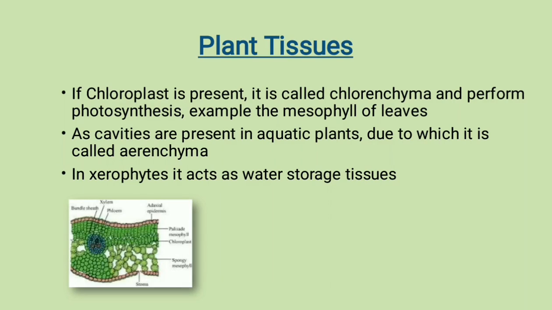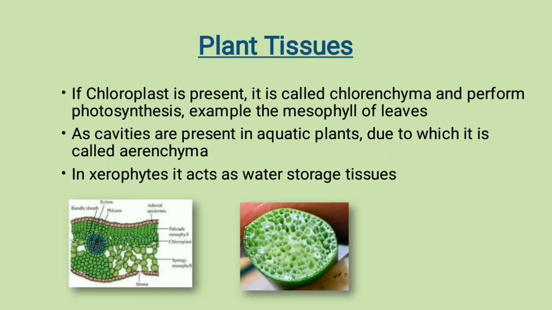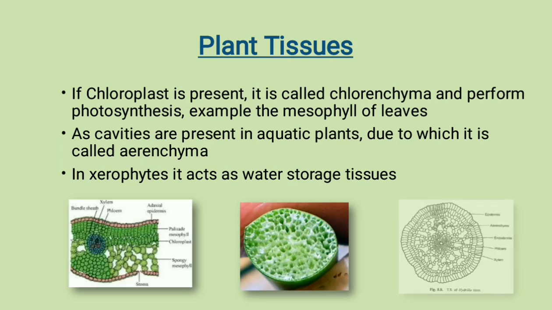In some aquatic plants, due to the presence of many pores between the cells of tissues, air accumulation takes place and hence the plant becomes lighter and able to float. In xerophytes, it acts as water storage tissue. So there are so many functions of parenchymatous tissues, but these three you have to keep in mind, okay?